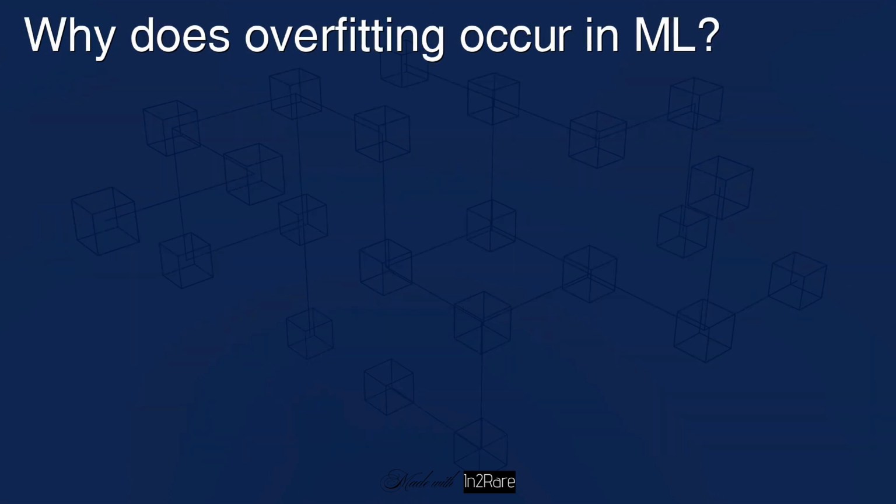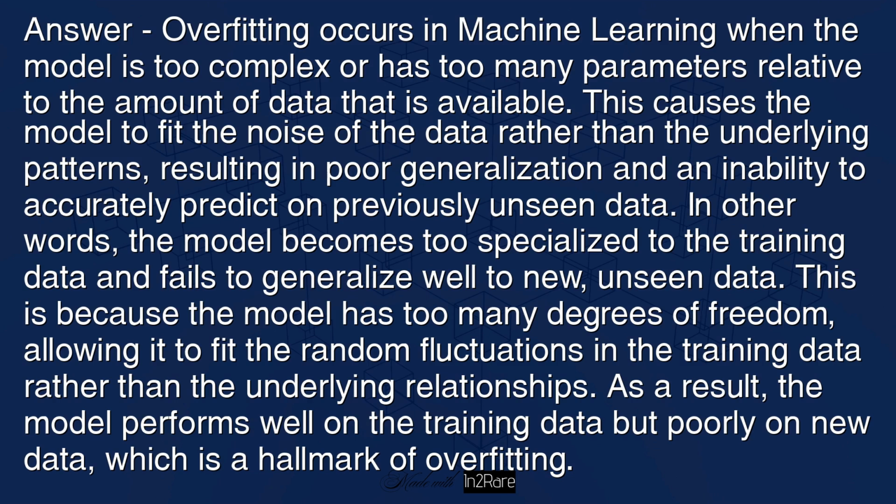Why does overfitting occur in ML? Answer. Overfitting occurs in machine learning when the model is too complex or has too many parameters relative to the amount of data that is available. This causes the model to fit the noise of the data rather than the underlying patterns, resulting in poor generalization and an inability to accurately predict on previously unseen data.